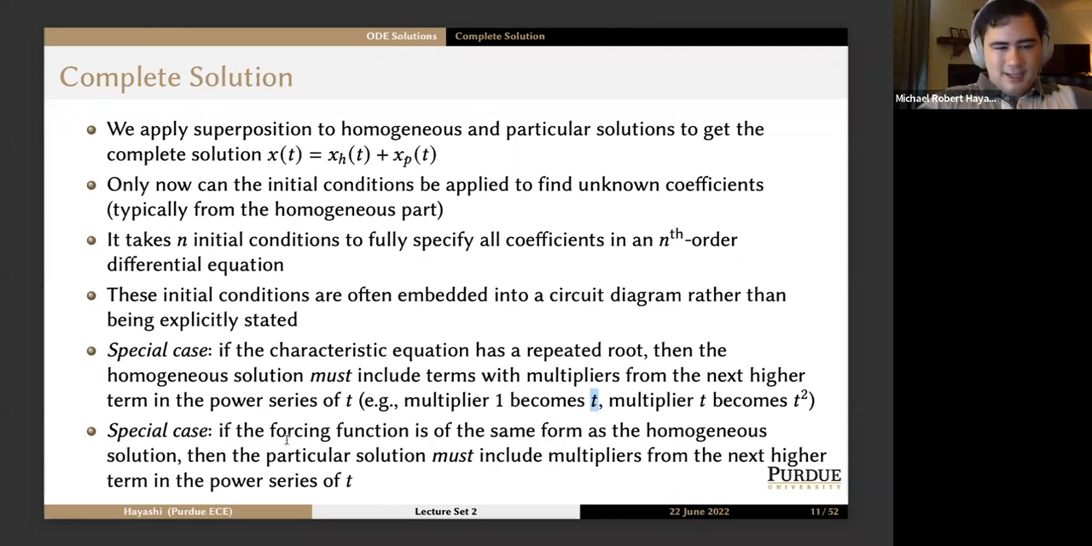As a special case, if the forcing function is of the same form as the homogeneous solution, so it matches any of the terms of the homogeneous solution, then the particular solution must include multipliers from the next higher term in the power series of t. So first we apply the special case to the homogeneous solution, and then when we guess the form of the particular solution, we must include the multiplier there.